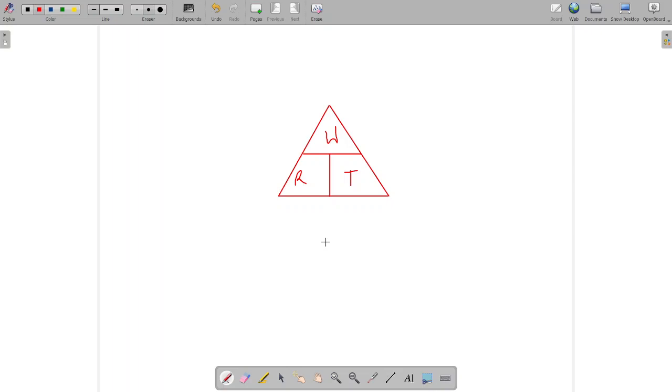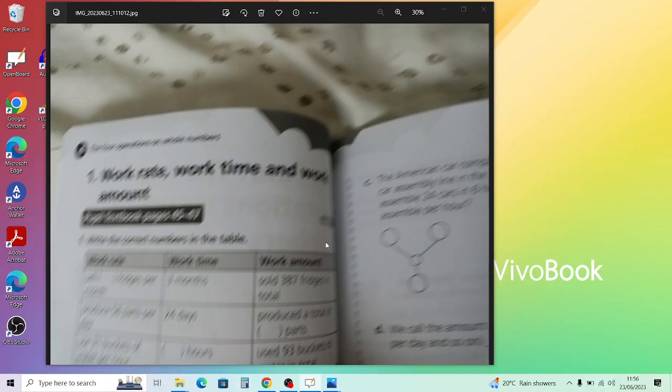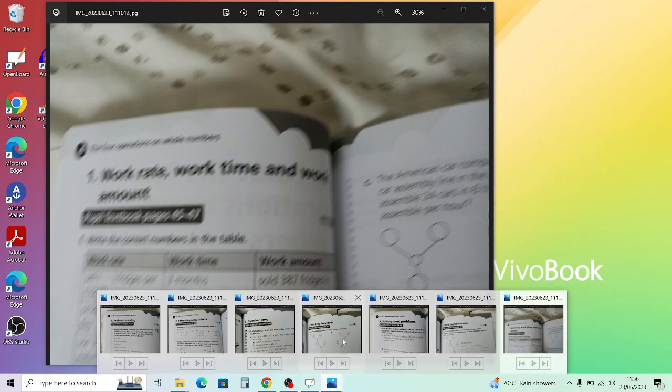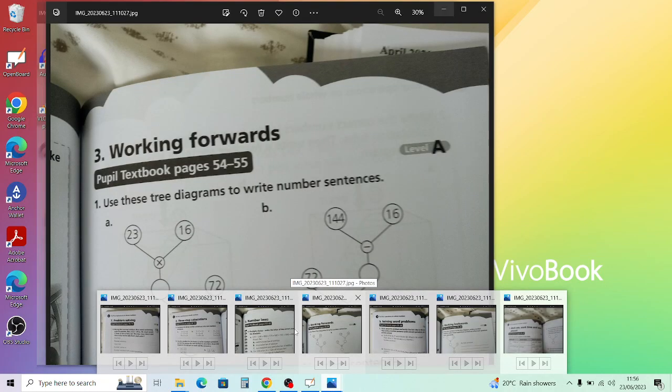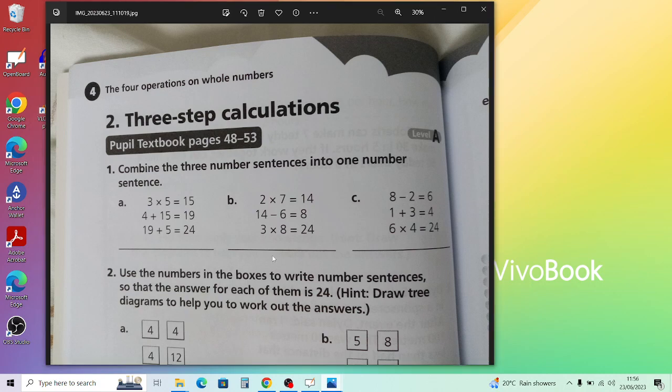And then moving on to the second part, which is called 3-step calculations. Let's see if I can find it here. Yep, 3-step calculations, and they're showing you how to do this. So if you're doing 3 times 5 equals 15, and then you add the 4 afterwards, that's how you do it. Okay, so that's how you would do it if you're working out.